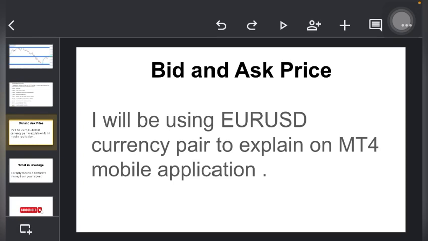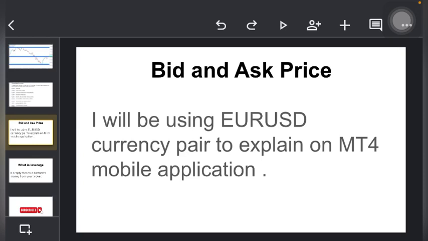All right, what is the next concept we'll be looking at? We'll be looking at the bid and the ask price. And for this example, I will be using the Euro USD. Now you can see how I abbreviated this currency. You can see how the currency pair is. So this is how the currency pair will be appearing on your trading app, which we are going to see shortly. I will be using the Euro USD currency pair to explain on the MT4 mobile application. I will take you there and we are going to do the practical, but let me explain the concept.